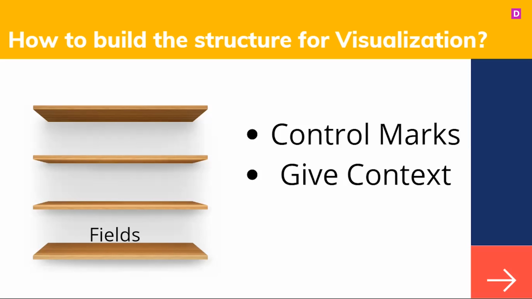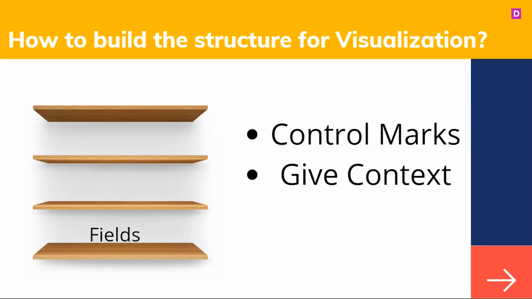The meaning is giving a context to the visualization. How can I give a context to the visualization? I can do some kind of encoding with color, size, shape, or text. This is the basic, theoretical understanding you need whenever you want to give a structure to a visualization. So it is important for us to understand how I can make use of shelves and cards, and what exactly shelves and cards are.